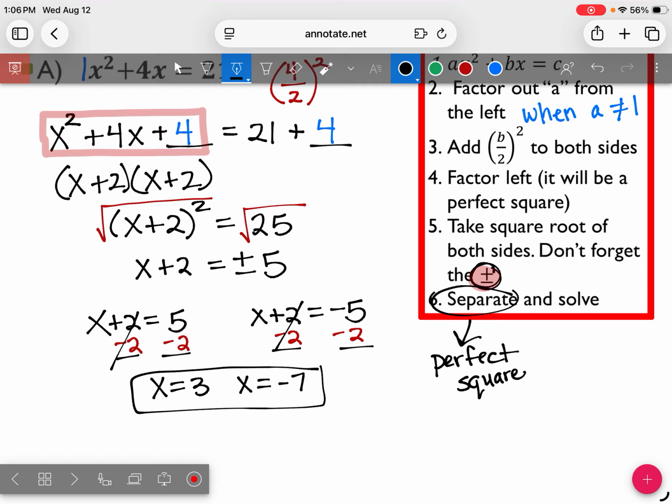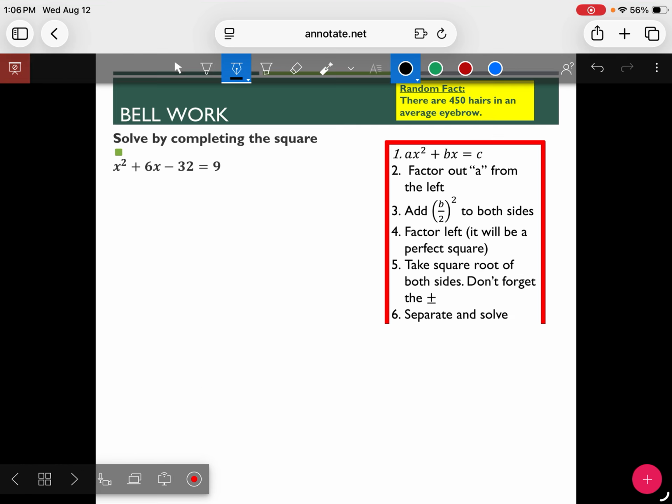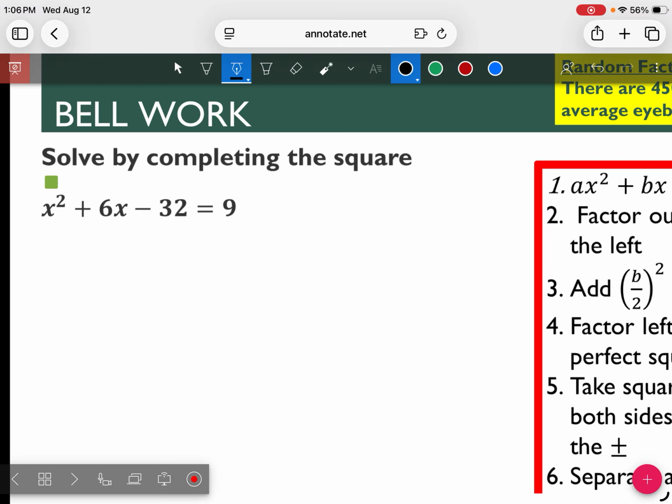Any questions? Everybody is tired, huh? I am very tired today. Okay, let's do it again, y'all. I know that says bell work, but ignore that because it's not.